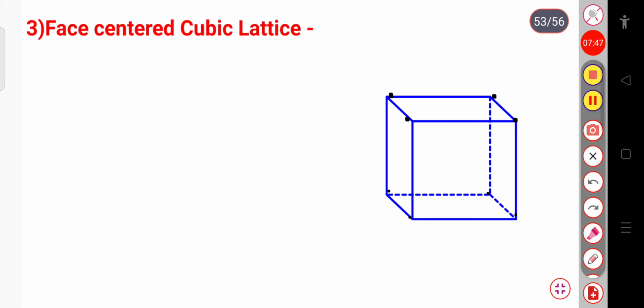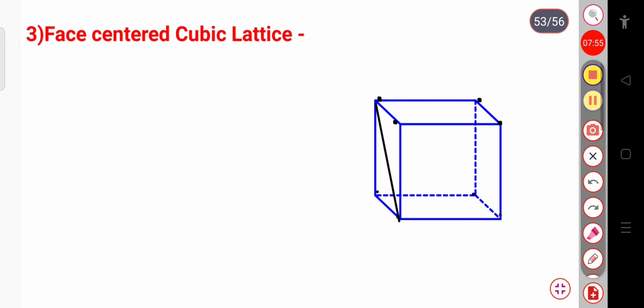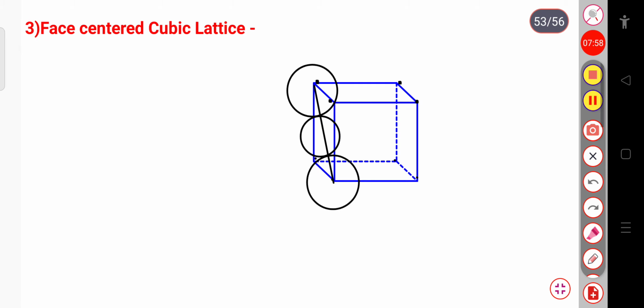Now suppose I consider this face only. In this face the atoms are placed in this way. Consider this middle one, it is just on the face of the cubic lattice. This is a 3-dimensional figure, so it is difficult to represent in 2 dimensions. Suppose the first one is a corner atom and the second one is a corner atom, and the middle one, suppose 3, lies on the face of the cube.